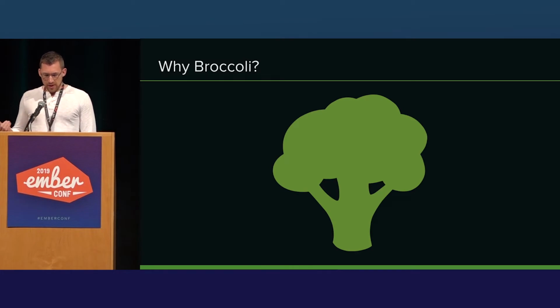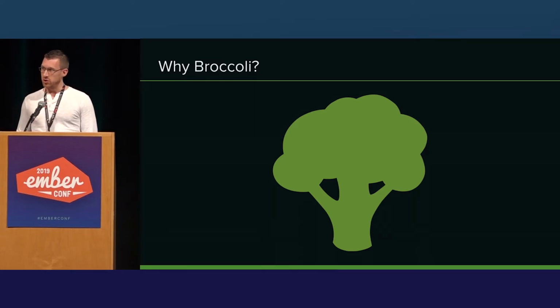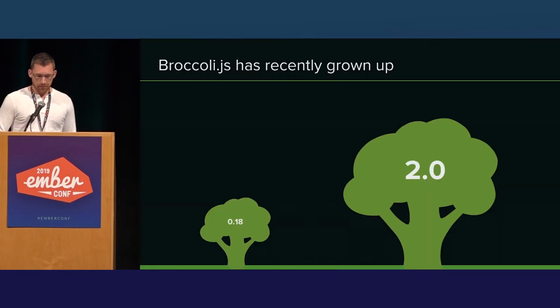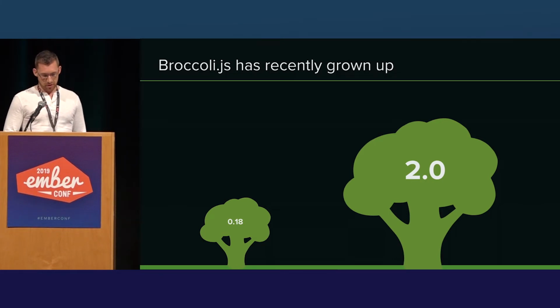So Broccoli is the de facto build system used in Ember CLI, and it coordinates all the build steps. You might be asking yourself, why Broccoli? Well, Broccoli has a very, very simple JavaScript API. There's not much to it, and this allows us to build on top of it. So Ember was using an old version of Broccoli, Broccoli 1.0.18, and recently it's grown up. It's grown up into Broccoli 2.0.